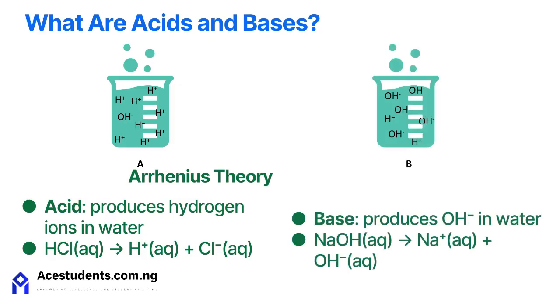Similarly, according to Arrhenius, a base is a substance that produces hydroxide ions in water. Sodium hydroxide is a common example that fully separates into sodium ions and hydroxide ions. However, not all bases fit into this explanation, which leads us smoothly to another theory. Do not confuse hydroxide ions with hydrogen ions. They are opposites.